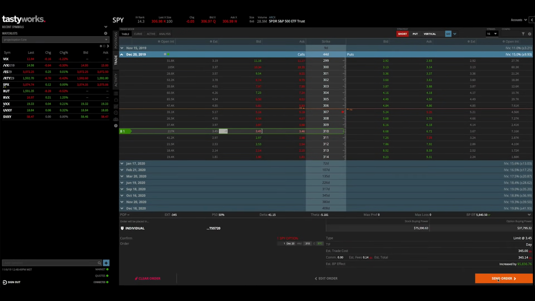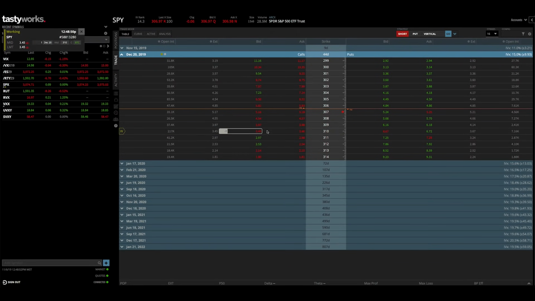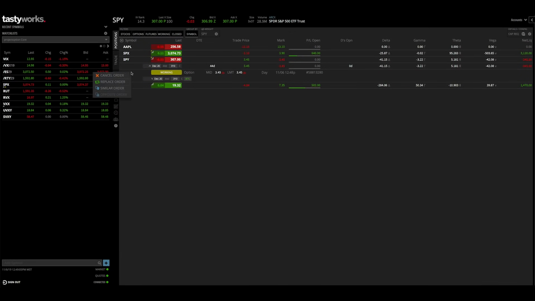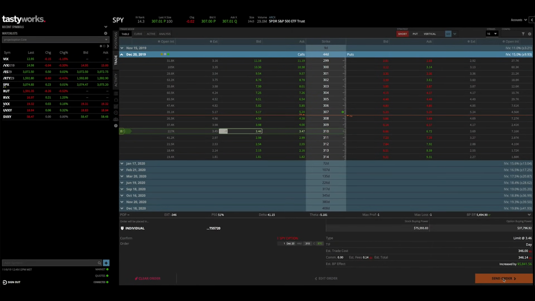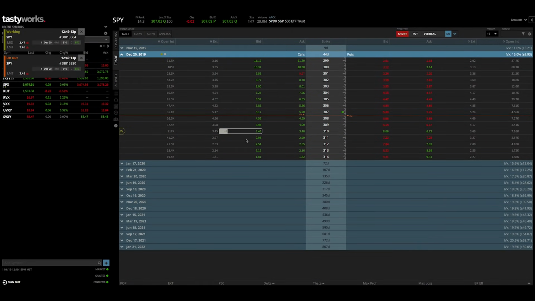So I'm going to review and send order, and I'm not getting filled yet because the bid price is $3.45, and typically if you're buying an option, you will not be able to buy right at the bid price. I will get filled, however, if I change it to $3.46, which I can do by going back to the positions tab, right-clicking on my working order, hit replace order, increase the price to $3.46, hit review and send order. But yet again, the price has increased again, and now the bid price is $3.46 and the asking price is $3.48. So I'm not going to get filled in this trade just yet.